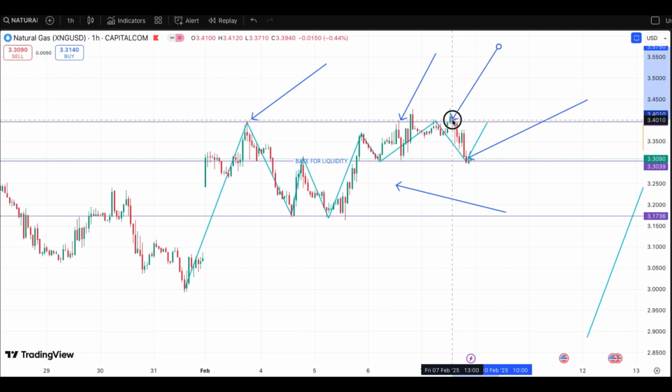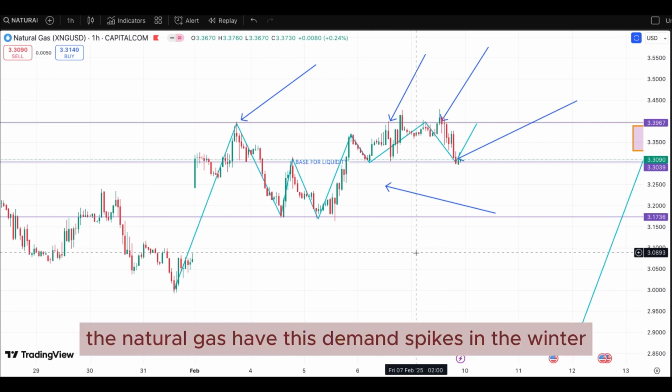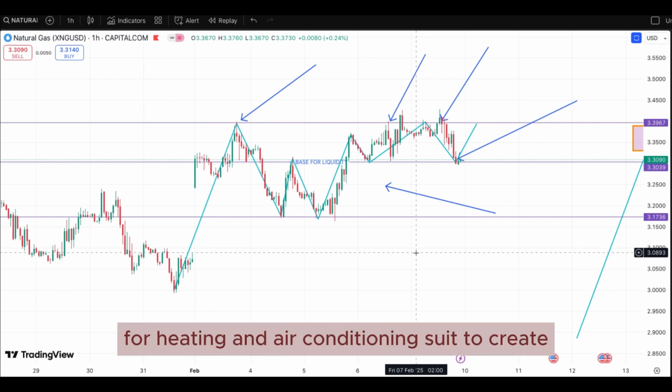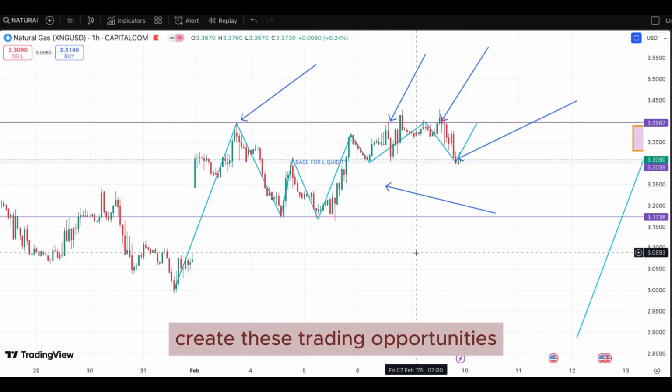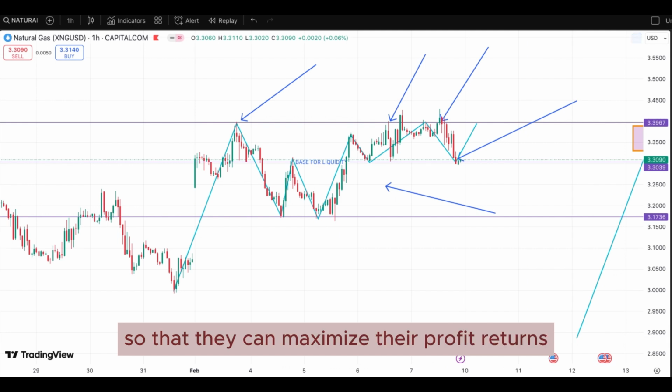Okay, so that's just how to understand liquidity and price volatility when it happens in the market. Natural gas has demand spikes in the winter for heating and air conditioning, so it creates trading opportunities for traders to anticipate where the prices are going to go, so that they can maximize their profit returns.